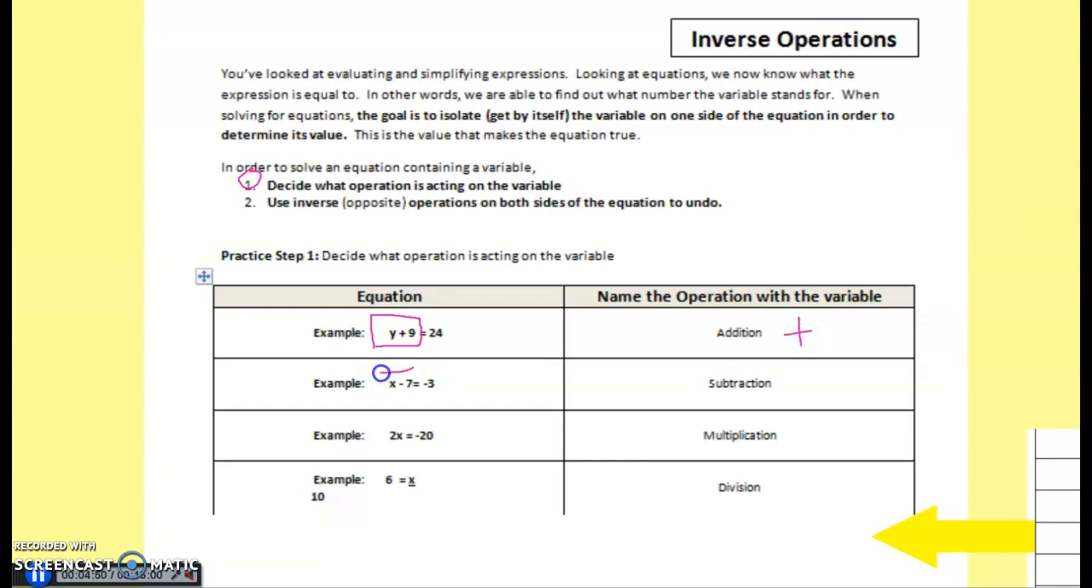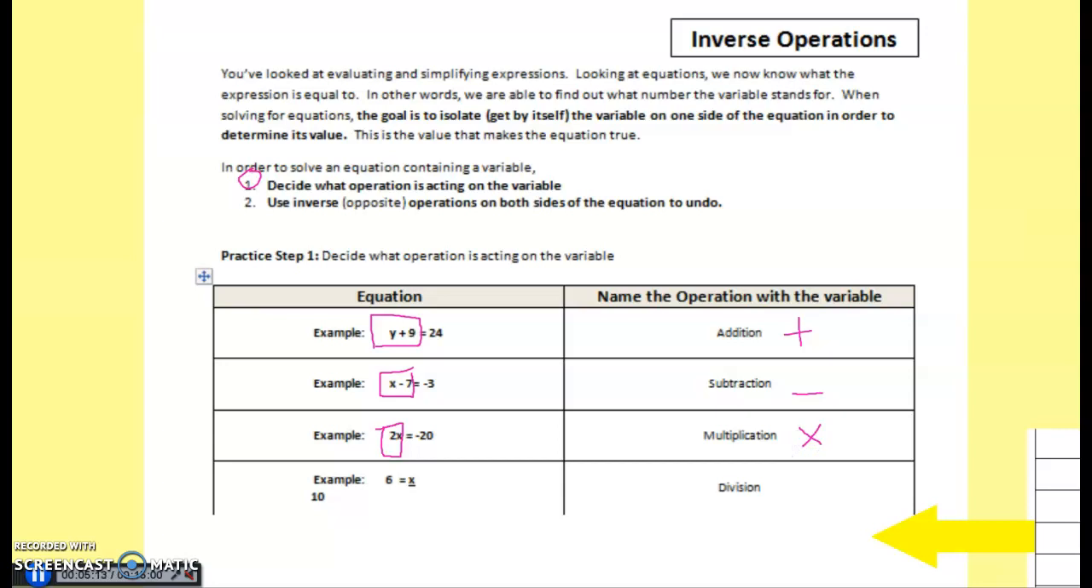Looking at example 2, again, I'm going to box the side with my variable, my x. What operation is going on between my x and my 7? Subtraction. Third example here, my variable is right buddied up against that 2. When you have terms that are right up against each other like that, that is an example of multiplication.